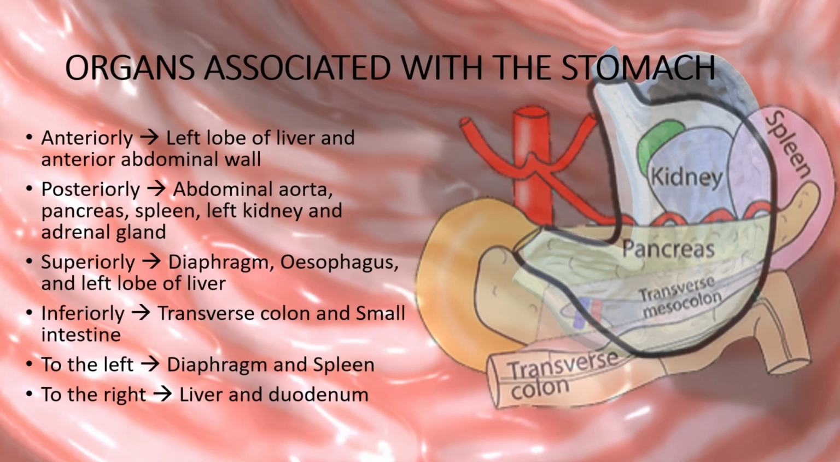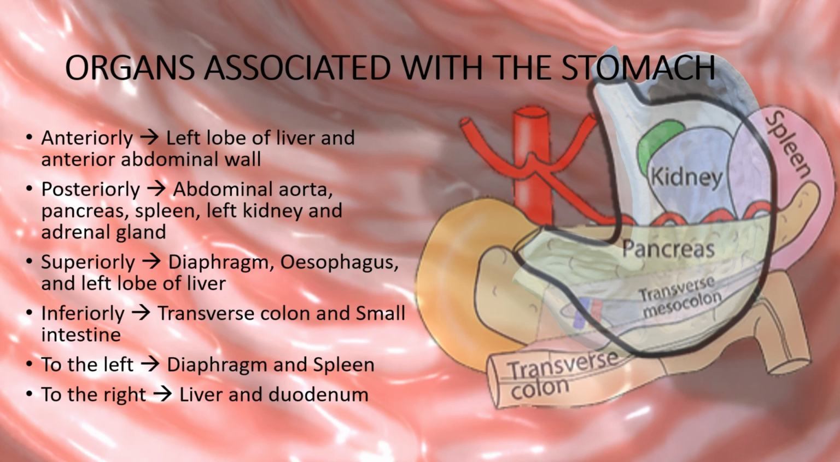We have also the organs associated with the stomach. In the anterior part, it is associated with the left lobe of the liver and the anterior abdominal wall. In the posterior part, it is associated with the abdominal aorta, the pancreas, the spleen, the left kidney, and the adrenal gland.